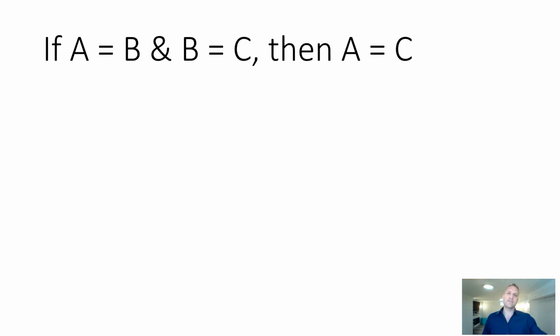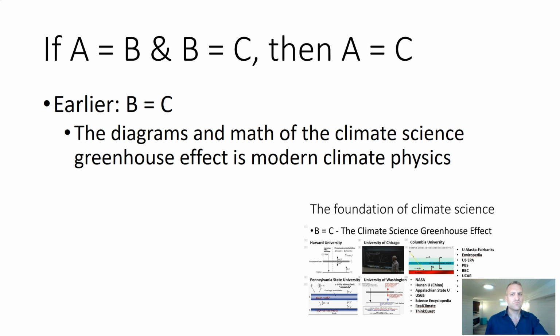Okay, guys. All right. Playtime is over. What did we just do? What did we actually just do? Let's go back to our statement. If A equals B, this is real logic now, right? Transitive logic. If A equals B and B equals C, then A equals C. So think about this. Earlier we had B equals C.